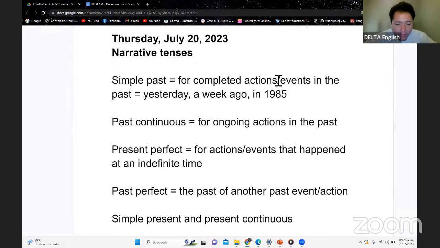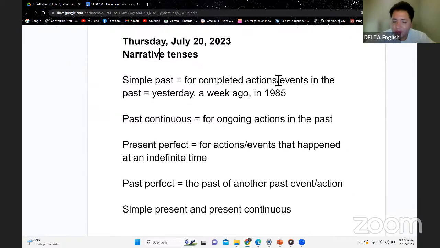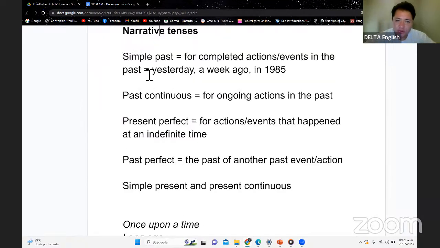They help you to describe a past story in the correct way. So the narrative tenses are simple past, past continuous, present perfect, past perfect, and we can also use simple present and present continuous. That depends on how you want to tell the story, okay?